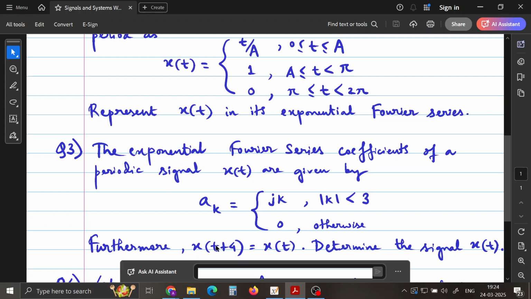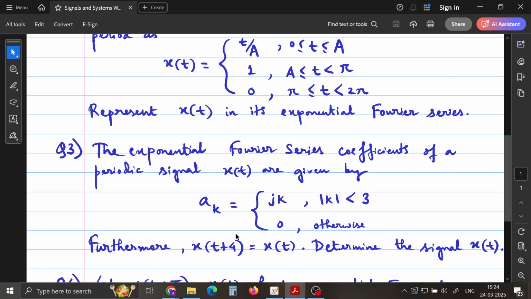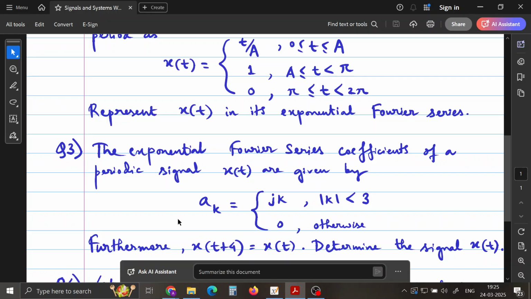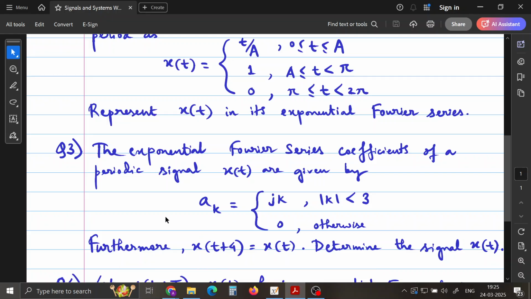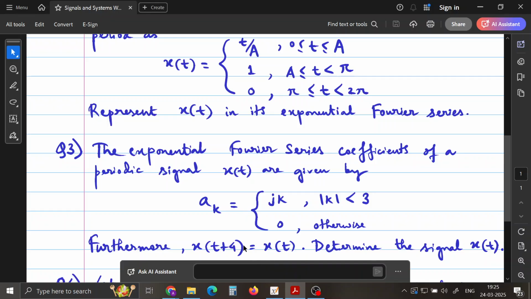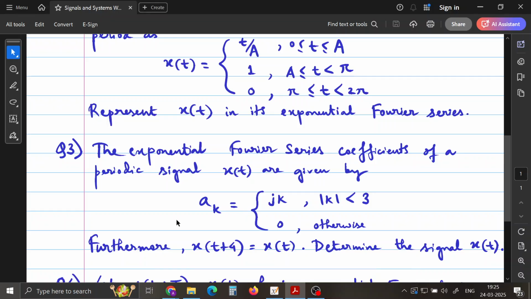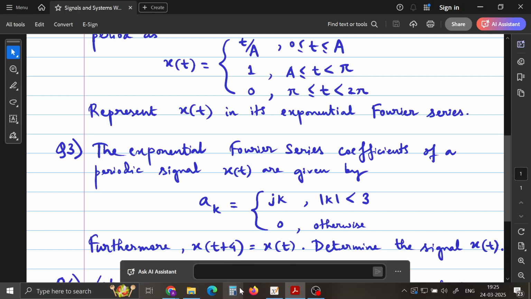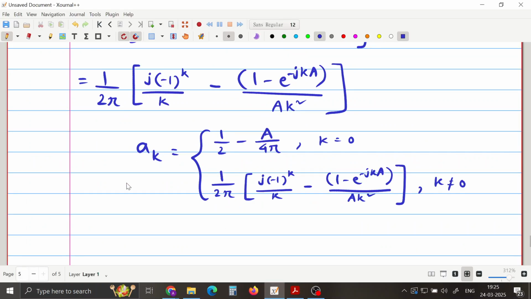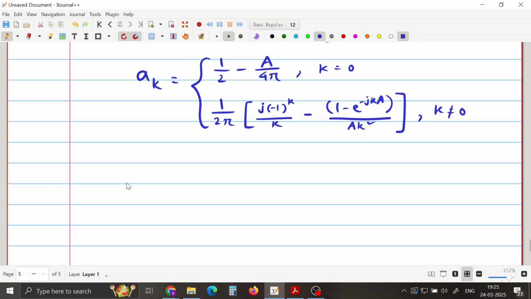And on top of that we are given that x of t plus 4 is equals to x of t. So which straight away tells you that the fundamental period of this signal is 4, right? Because after 4 units of time, your signal is getting repeated. So what do you know? You know the Fourier series coefficients. These AKs are known to you. You also know the time period. That's it. Now you can simply find the exponential Fourier series representation for x of t. So let's do that. The third question.